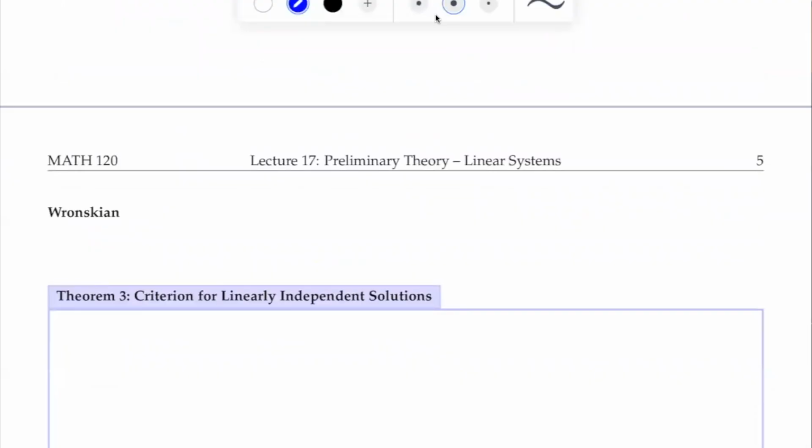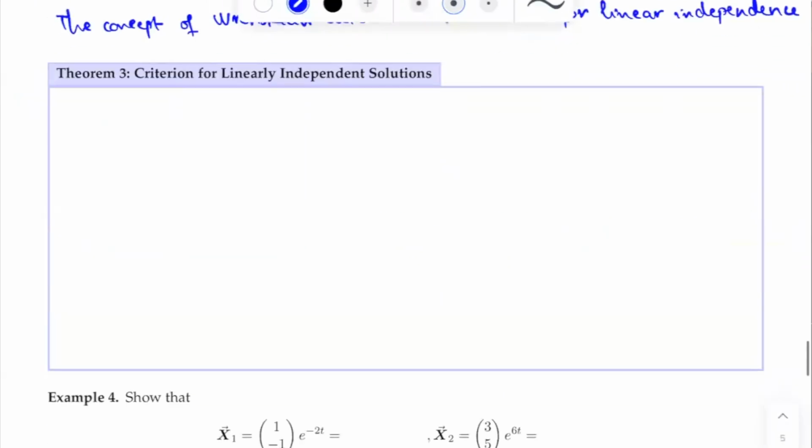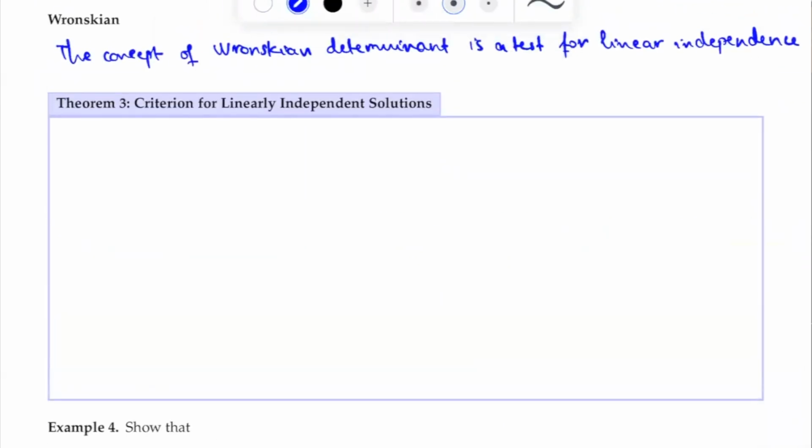The concept of the Wronskian determinant is a test for linear independence. Okay, so let's consider the following solution vectors.